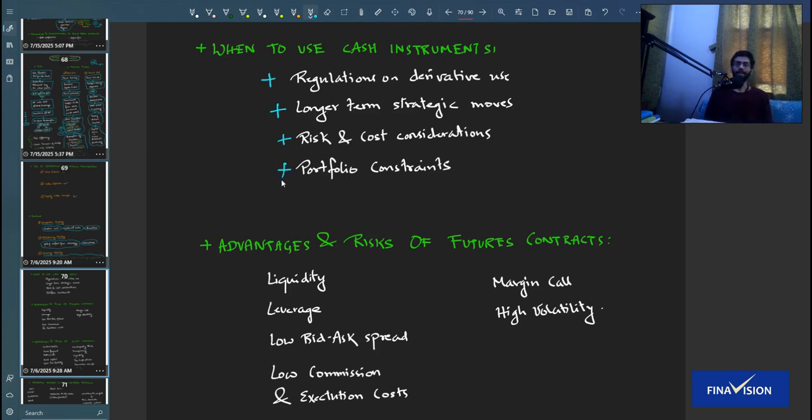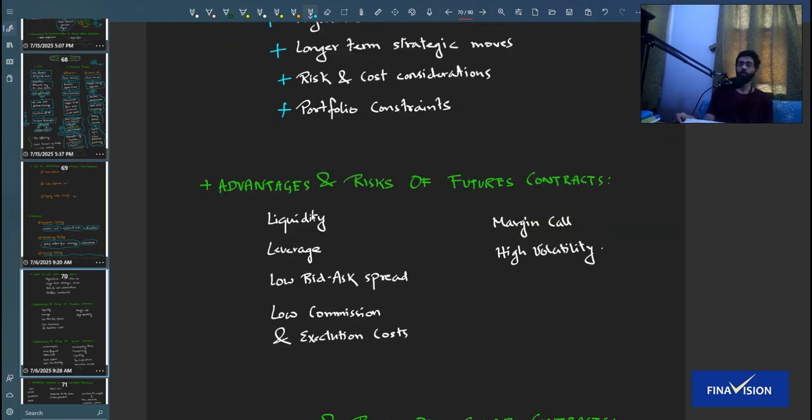Portfolio constraints. Let's say the portfolio mandates that derivatives cannot be used, or cannot be used beyond a certain point. In that case also, direct cash investment has to be made, right? Now, advantages and risks of futures contracts.